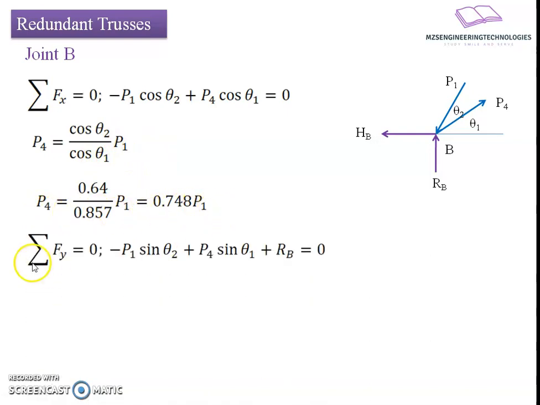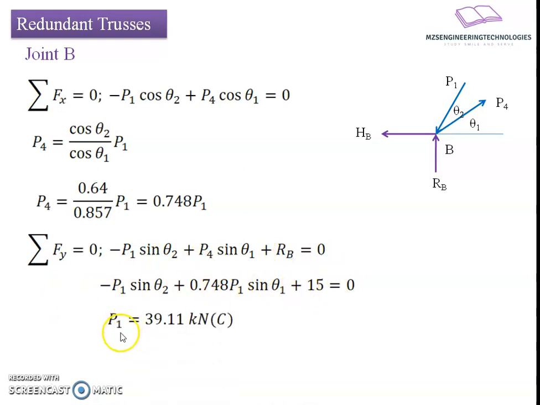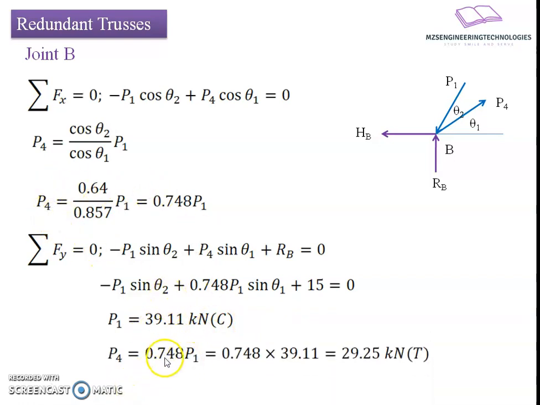Now if we go towards the summation of forces in the vertical direction, summation of Fy equals 0 results in the relation minus P1 sine theta 2 plus P4 sine theta 1 plus Rb equals 0. We know the value of P4 here. If you substitute the value of P4 and the reactive force Rb, we get the final value of the force P1 as 39.11 kilonewton, compressive in nature. If I back substitute in the previous relation, P4 equals 0.748 times P1, resulting in 29.25 kilonewton, tensile in nature.